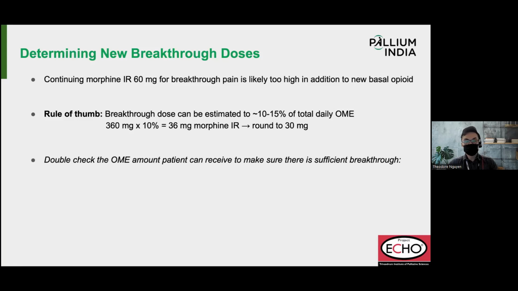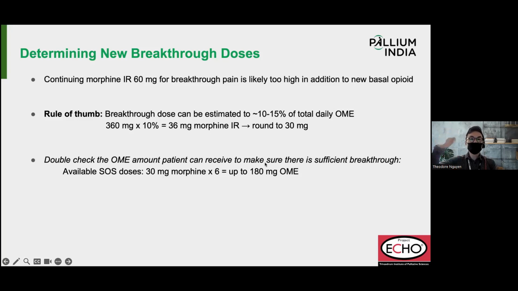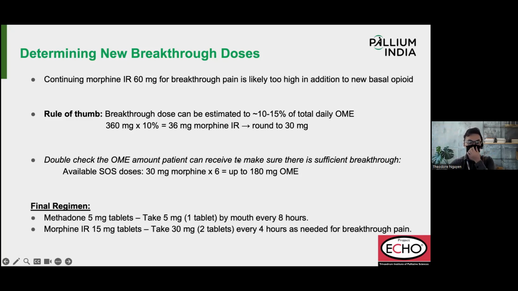And then if we just want to double check the amount the patient will receive to get sufficient breakthrough dosing, if we calculate it, the patient can get up to an additional 180 OMEs. That doesn't mean the patient will take all of this, but they have the opportunity to use it, especially during the initial titration periods. So a final regimen may look something like this: methadone 5 mgs every 8 hours with an additional morphine IR 15 milligram tablets, and they can do 2 every 4 hours as needed for breakthrough pain.